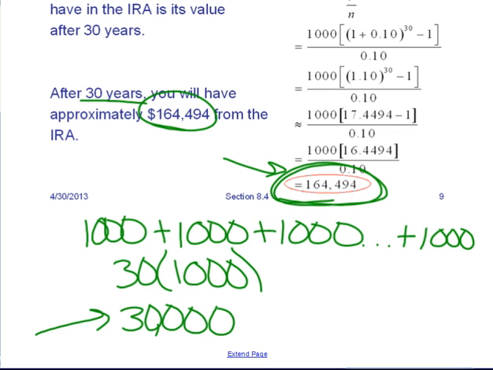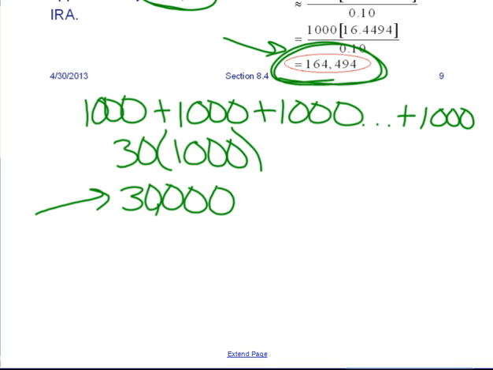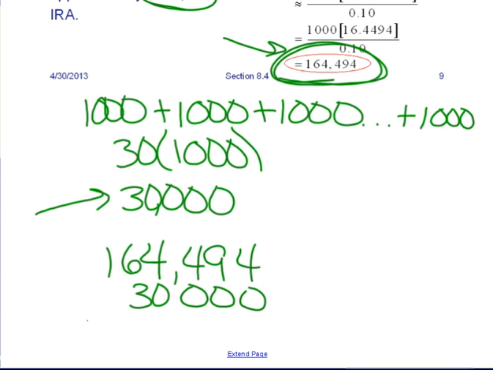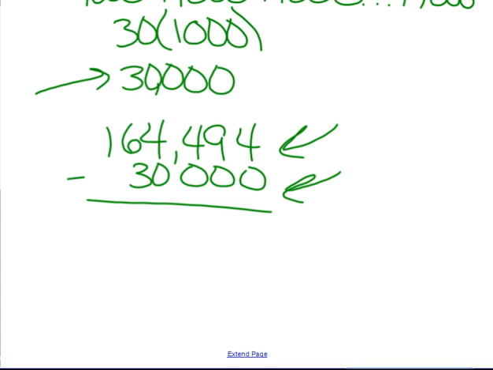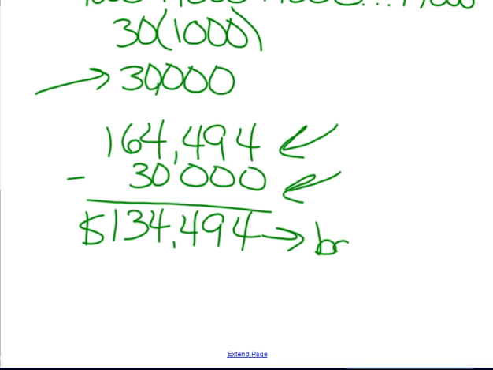But this is how much you have. So to figure out how much the bank gave you, remember the 30,000 is how much you contributed, and the 164,000, that's how much you have in the bank. So the difference between these two, the bank gave you in interest 134,494.